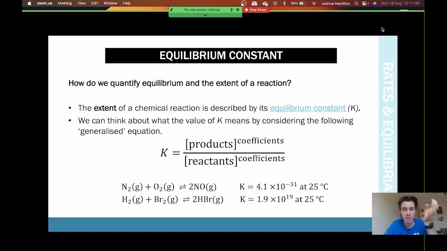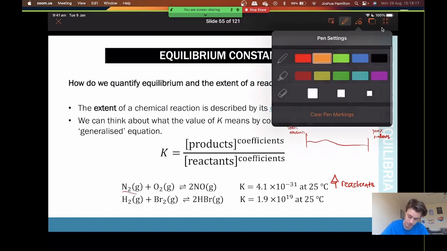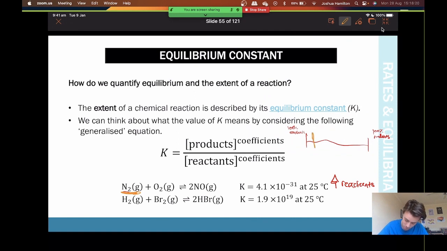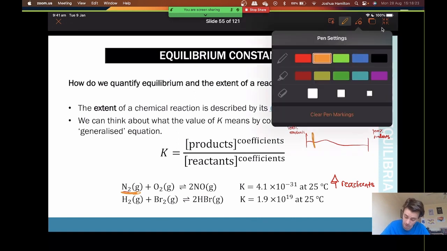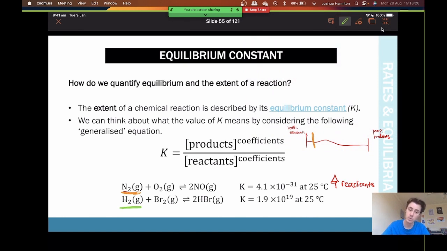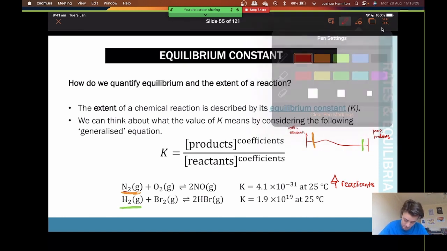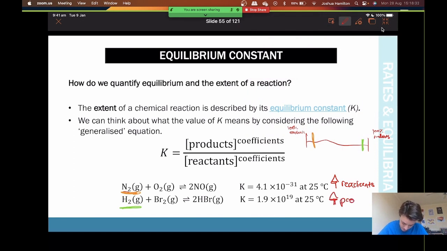Well, the 10 to the negative 31 tells me that I have lots of reactants. So if I draw out this spectrum again, remember, this is our 100% reactants, and this is our 100% products. This equation here, which I'll put in orange, is going to be all the way down here. It's going to be really low. Whereas this one here, which I'll do in green, is going to be all the way up here, because this one is going to have lots of products.